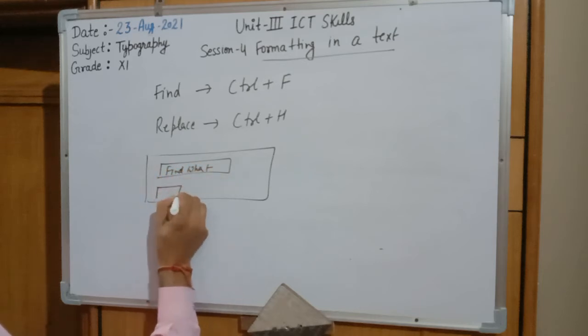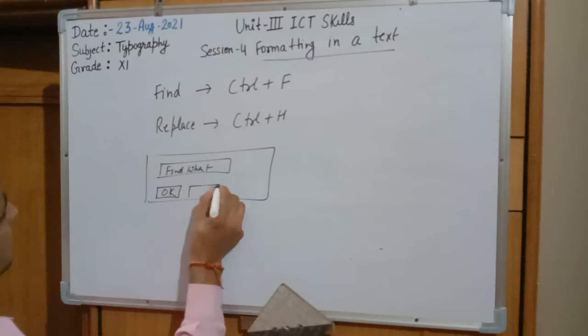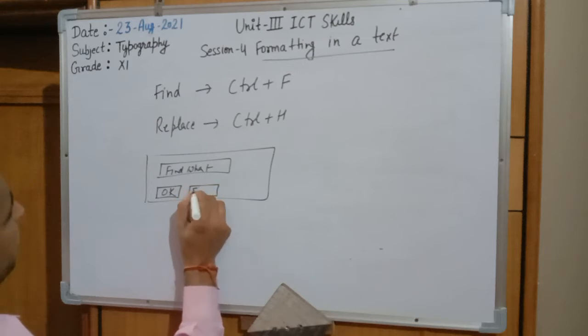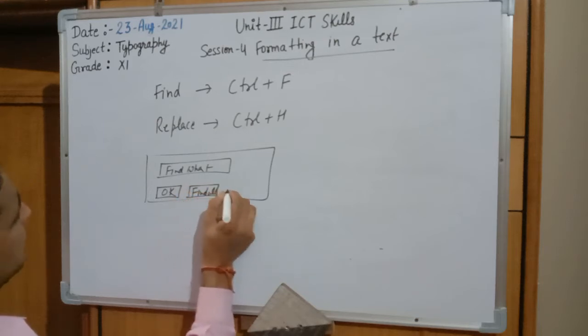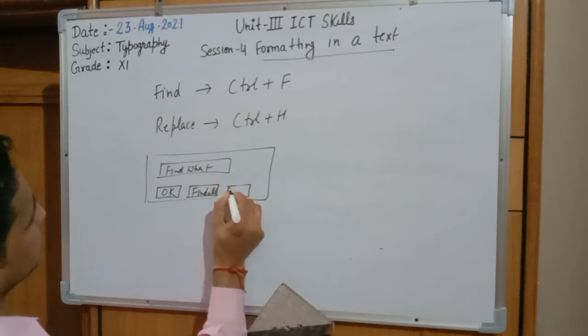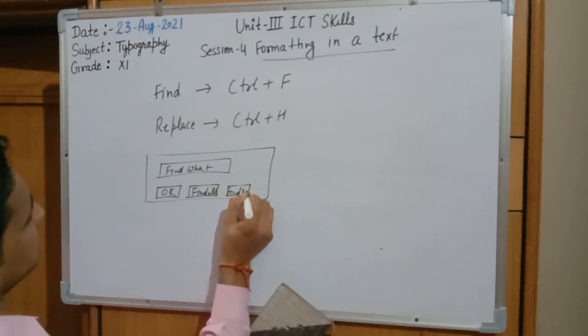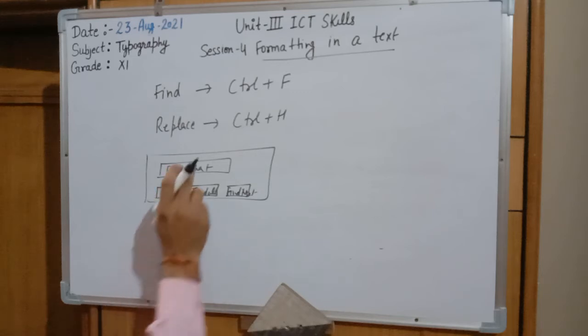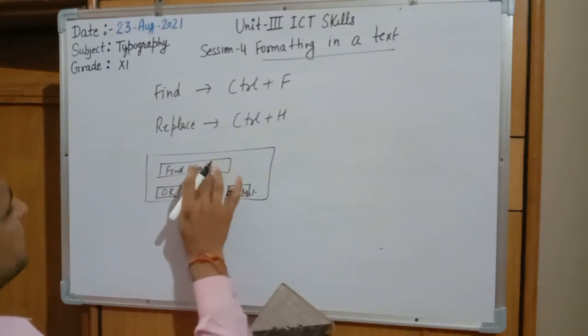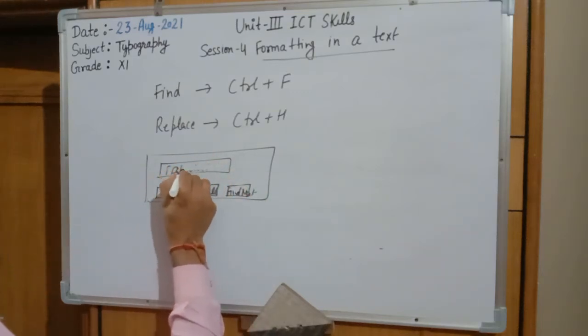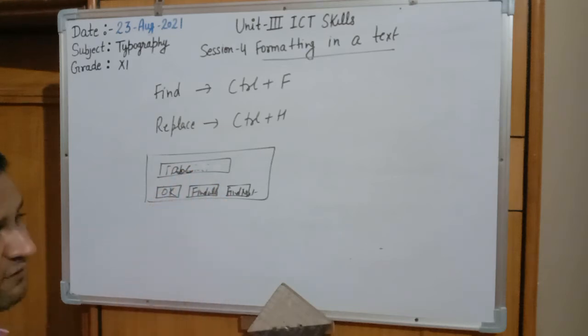And press OK. Find all. Next is find next. So you have to type what you want to find. Suppose I want to find ABC. So I'll type ABC here, click on the find option, and it will find it in the text.